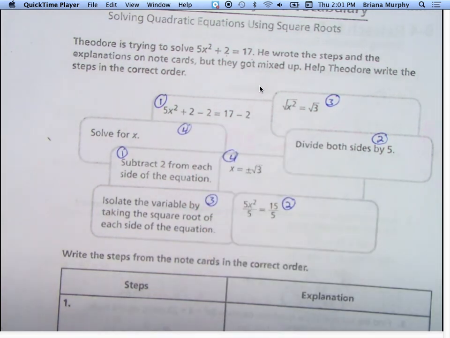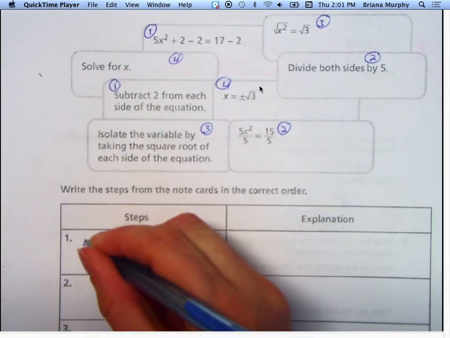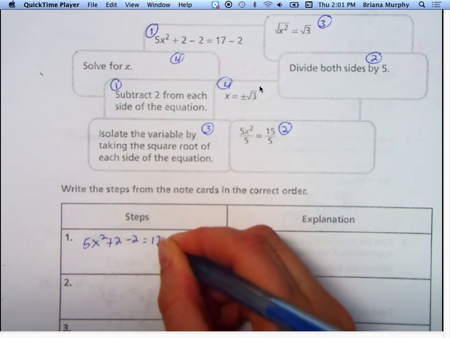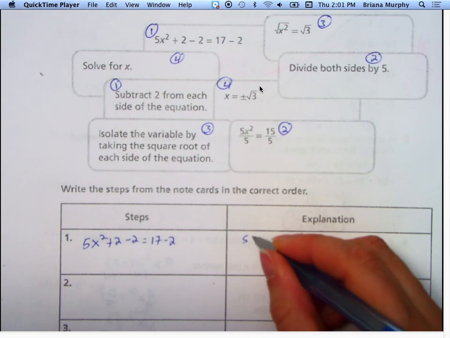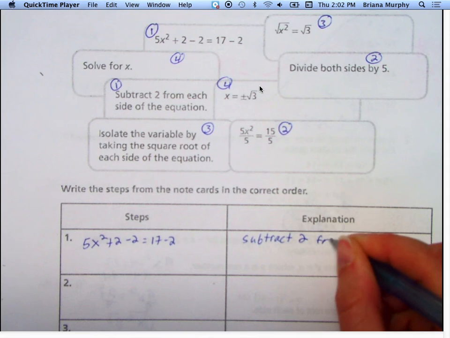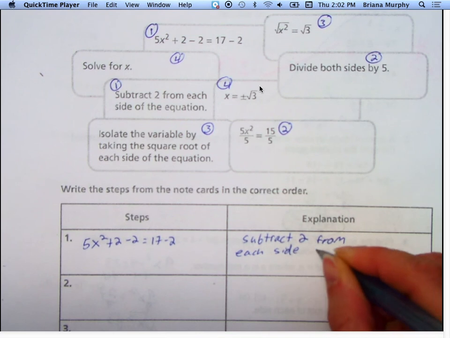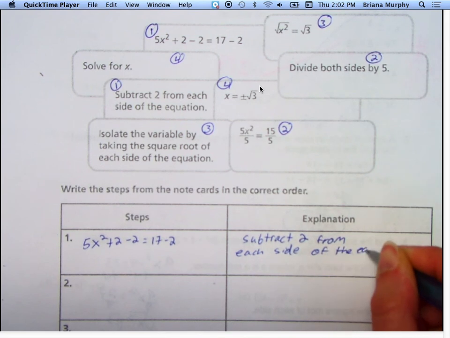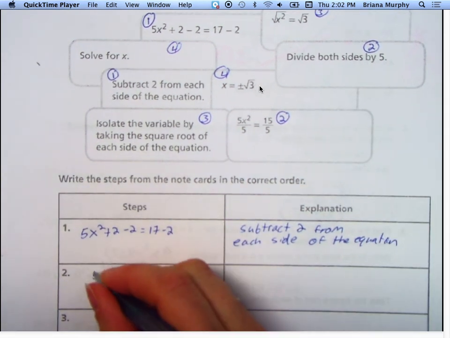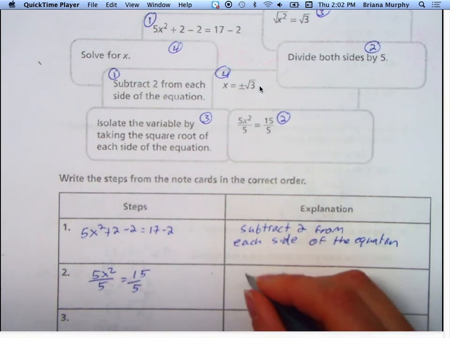Okay, so let's write that down. Write our steps down and explanations. So step 1, I'm going to say 5x squared plus 2 minus 2 equals 17 minus 2. And that would be subtract 2 from each side of the equation. And then I'm going to put step 2 down. 5x squared over 5 equals 15 over 5. And that's divide both sides by 5.